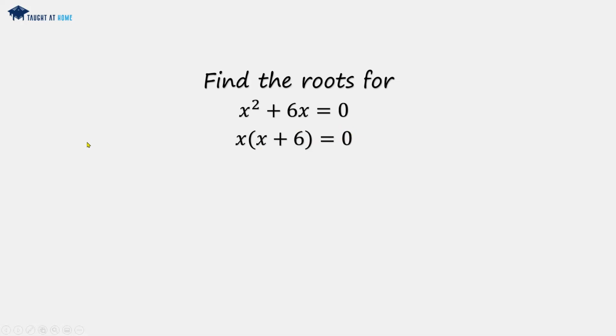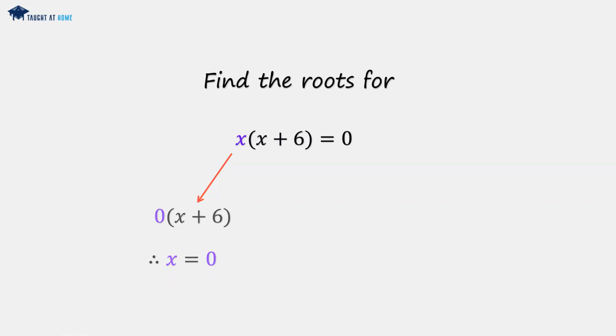So now we have to figure out what values of x would make the whole term equal 0. Well, we've got two values of x here. If we take the first term, if this term was equal to 0, then we're going to have 0 multiplied by the brackets, and anything multiplied by 0 is going to be 0. So we can say that x equals 0.